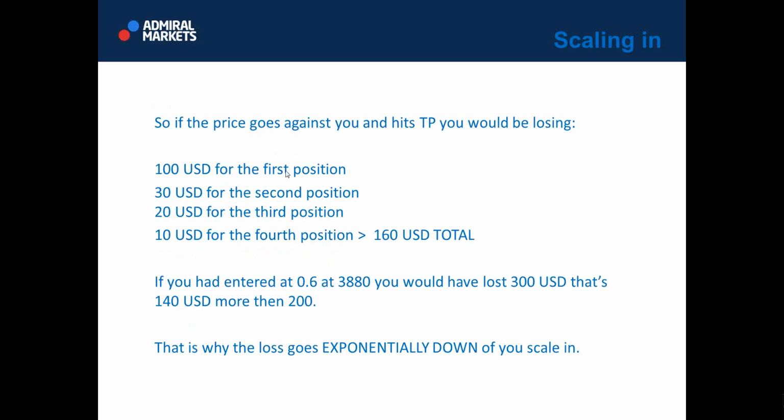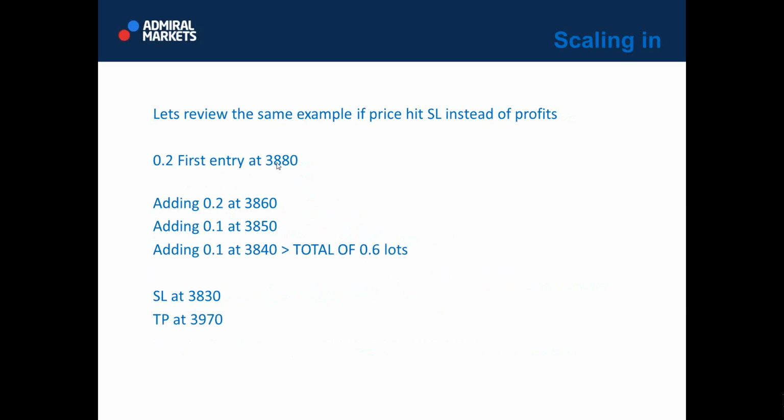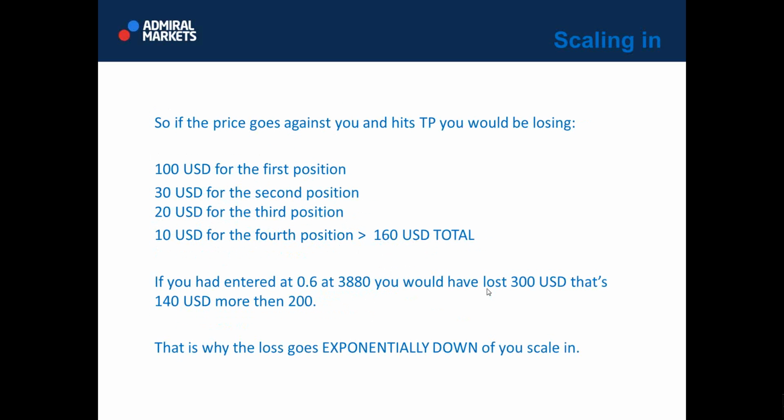So $100 for the first position, because we have a 50 pip stop loss and a 0.2 trade. $30 for the second position, $20 for the third position, $10 for the fourth position. So that's a total loss of $160 US. If you had entered 0.6 at 38.80 instead of scaling in, you would have lost $300. That's $140 more. That's almost double the loss.